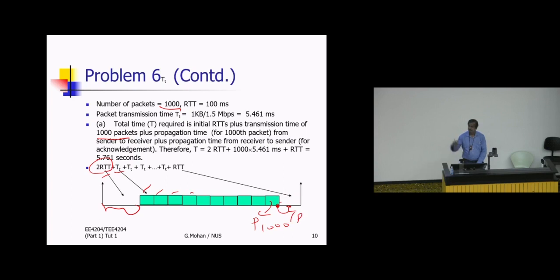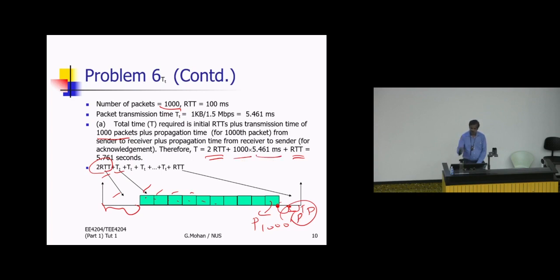And the receiver will send an acknowledgement. It doesn't say anything about the acknowledgement size, so you can assume that the transmission time of the acknowledgement is negligible. So it takes another TP time for the acknowledgement to come back. So at the end you have 2 TP. 2 TP is RTT. So as a result, there's initially 2 RTT. Finally, there's 1 RTT. In between, there are 1000 packet transmissions.